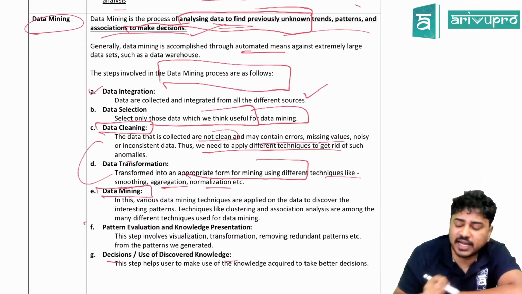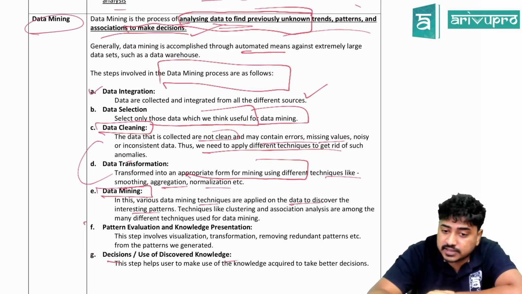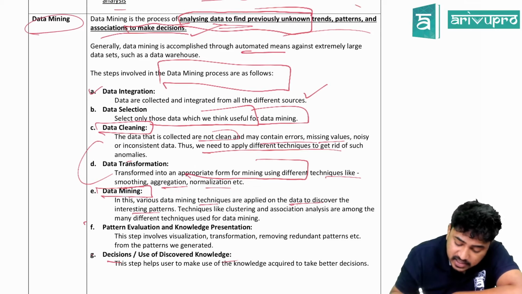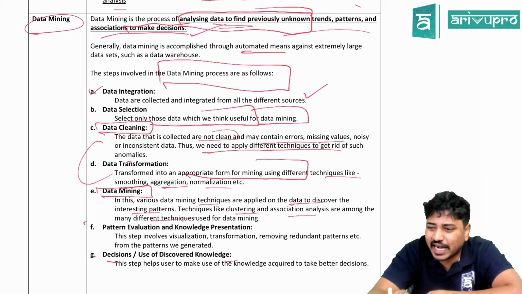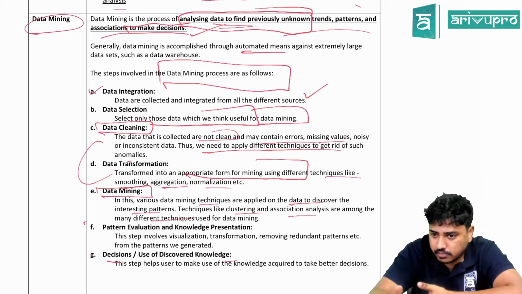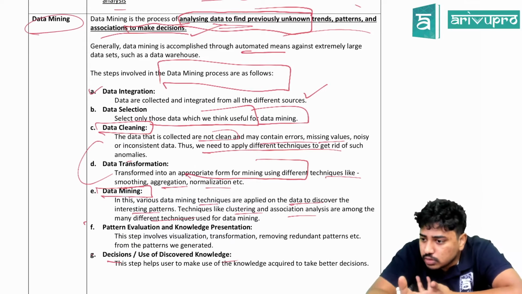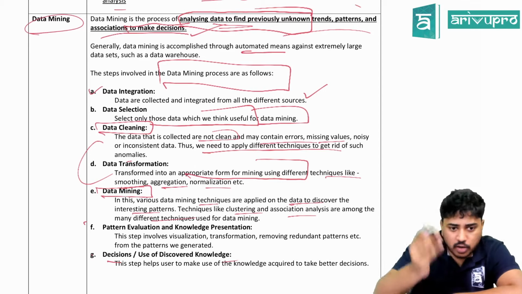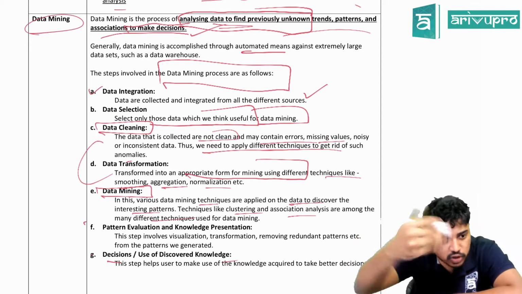Then data mining will take. In this, various mining techniques are applied on the data to discover interesting patterns. Techniques like clustering, association analysis are among the different techniques. So there are analyzing techniques. There are statistical tools to analyze data. Right? Now, for example, bar chart is a tool. You know what is bar chart? No, or line chart and all. Graph. All these are tools to analyze.